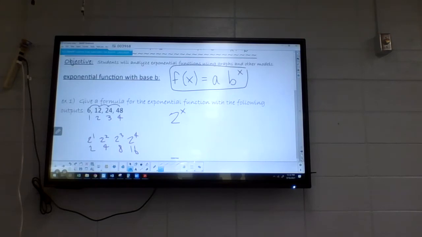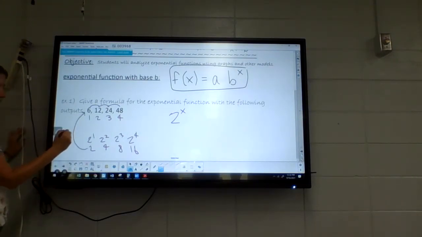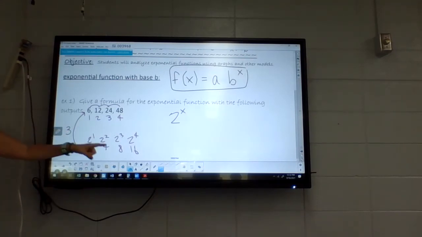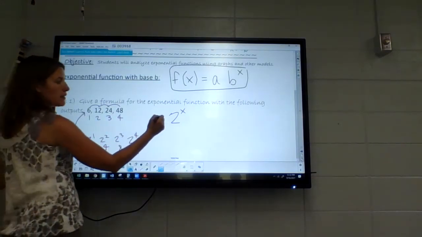Okay, so I think there might be an easier way to get to it. What do you think? Multiply the 2 times 3. Yes. So once I get this, if I multiply it by 3, does it work? 4 times 3, 8 times 3, 16 times 3. So I'm going to take this and multiply it by 3.